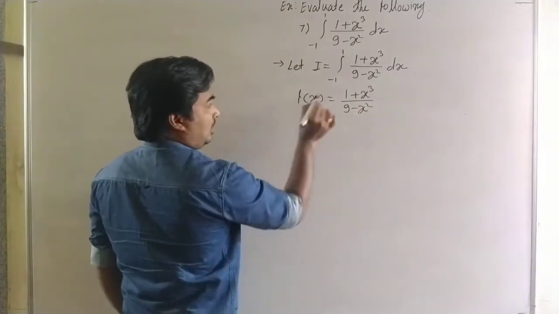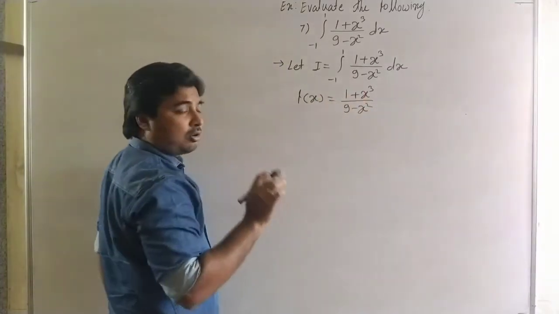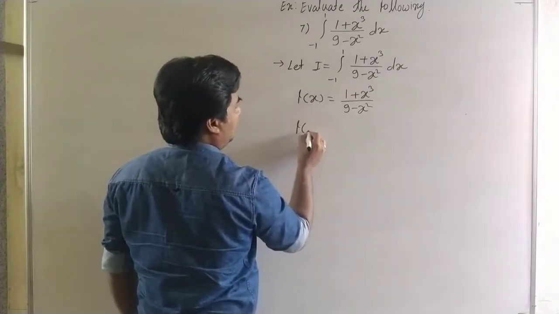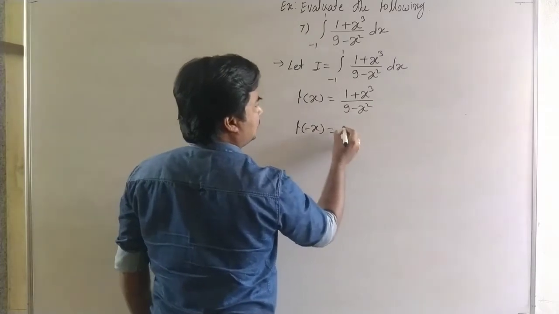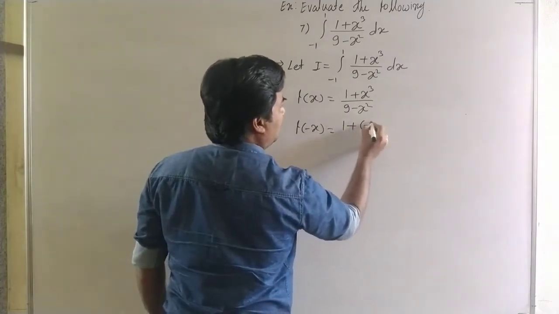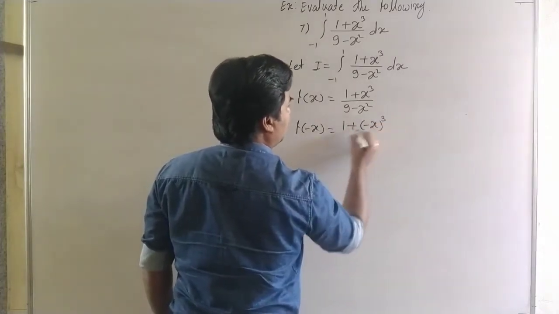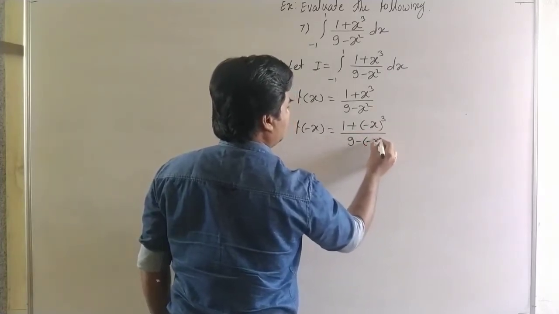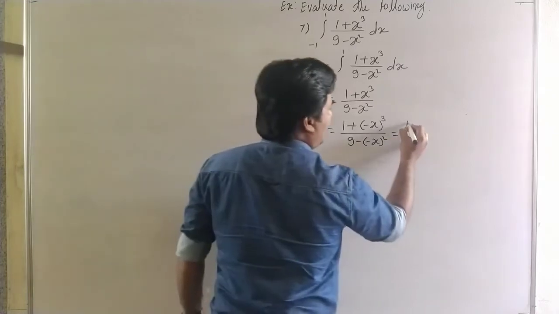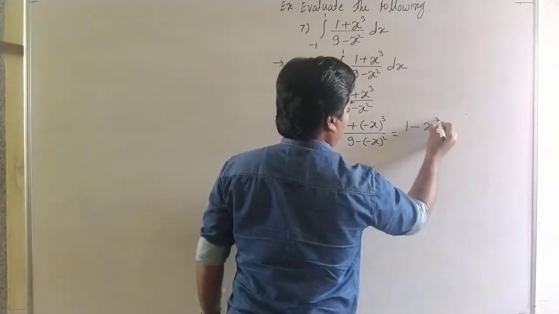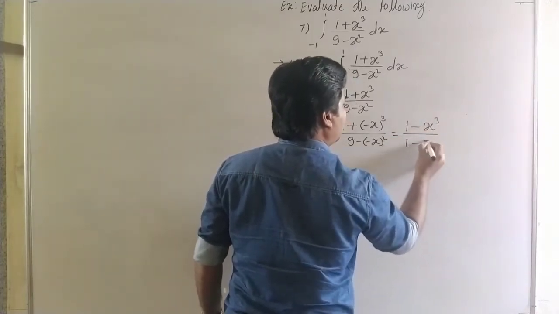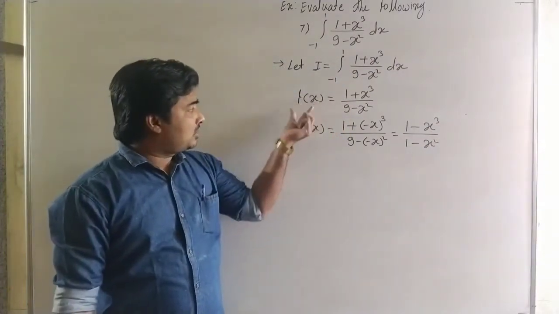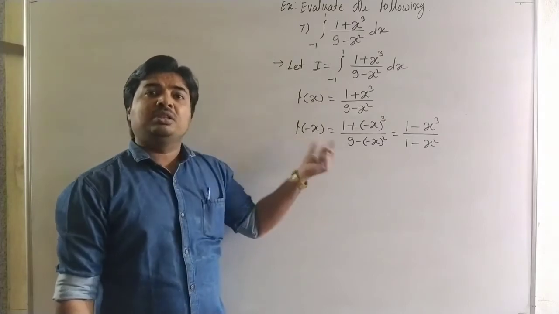Now we check whether this function is even or odd, so replace x by minus x. Therefore you can write f of minus x as 1 plus minus x cube upon 9 minus x square, that means 1 minus x cube upon 9 minus x square. And here see carefully, if f of x is equal to f of minus x, then the function is even.